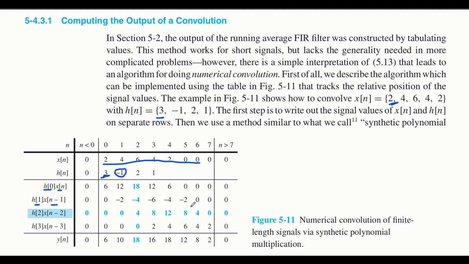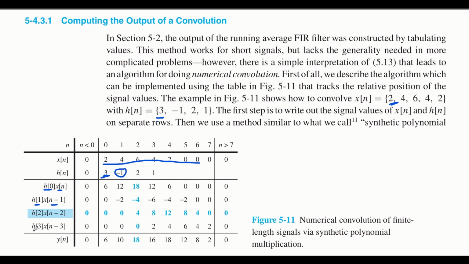Then the next procedure, you have to shift by 2, so you leave 2 spaces before you start. By this time you're doing h of 2. H of 2 is 2. So 2 times 2 is 4, 2 times 4 is 8, then 2 times 6 is 12, to the end. And you continue throughout the whole process till you reach the last h.